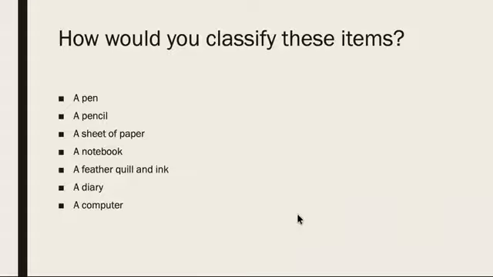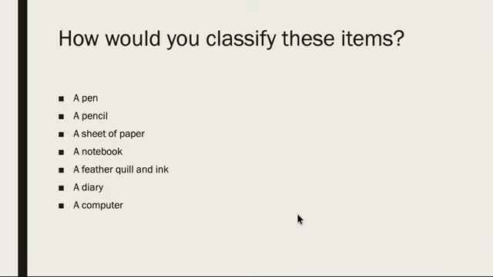So how would you classify these items? A pen, a pencil, a sheet of paper, a notebook, a feather quill and ink, a diary, and a computer. Like if you're going to put them all in one group, what would be the thing that they have in common, or the basic classification? I would say, writing tools, right?